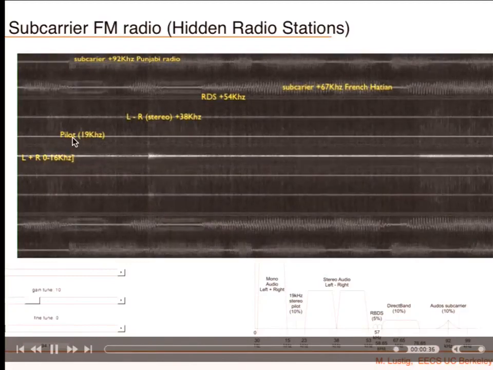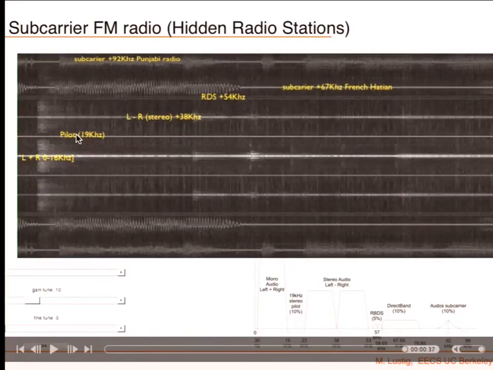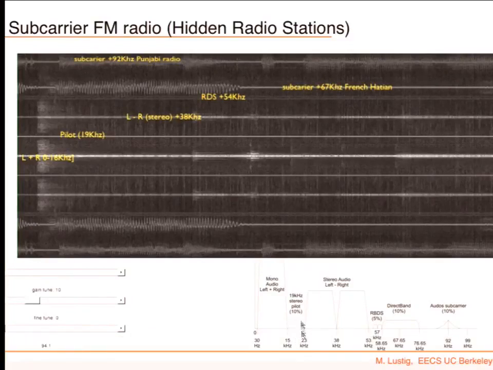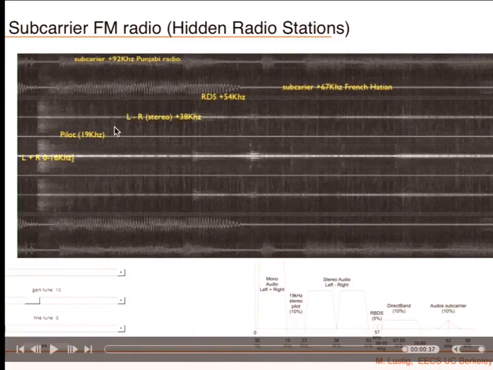You don't hear this, though. You hear something else. I'll tell you what you're hearing. This is the pilot that I was mentioning. You see? That's the pilot, 19 kilohertz. Then the L minus R stereo. That's the stereo. Then at 54 kilohertz, you've got the RBDS. That's the digital information. But check it out. At 67 kilohertz, there's something that looks to be FM modulated.